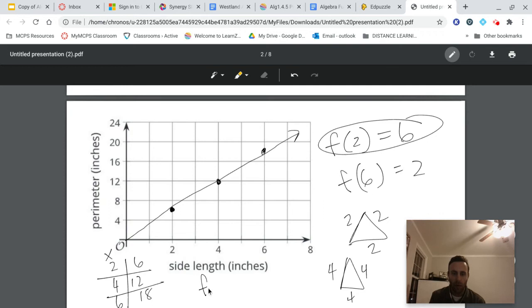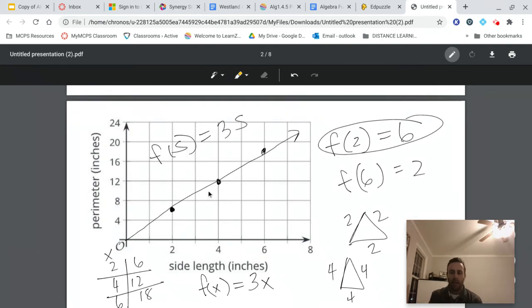So now you would write, in this case, if it's x, you really could have used whatever variable, maybe s for side length, but f of x equals 3x. Because f of x is the y. In order to get to y, you'd have to do 3 times x. Now, if you use s as the variable for side length, it'd be the same thing. You would just say f of s equals 3s. You wouldn't use an x anymore. You would use an s.